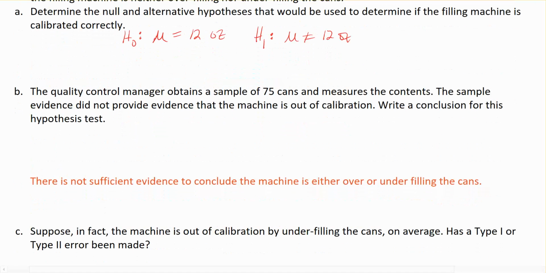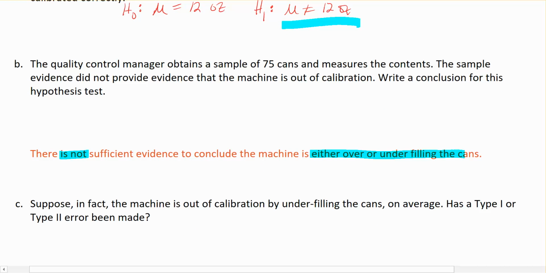So we're going to look at this like this. There is not sufficient evidence to conclude that the machine is either over or underfilling. This part right here that I just highlighted has to do with the alternative, and then we're saying that there's not sufficient evidence to make that conclusion. So now let's talk about the error.